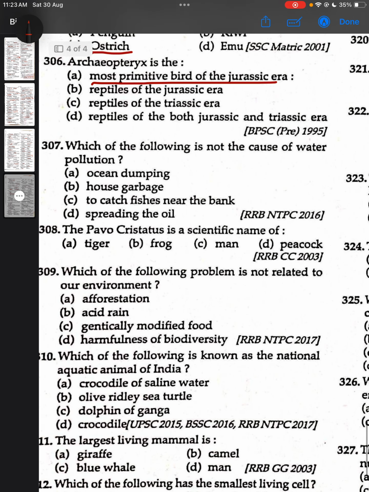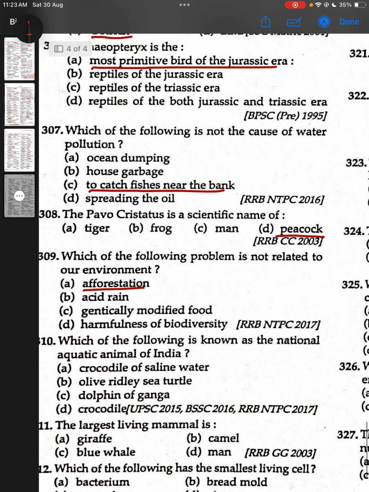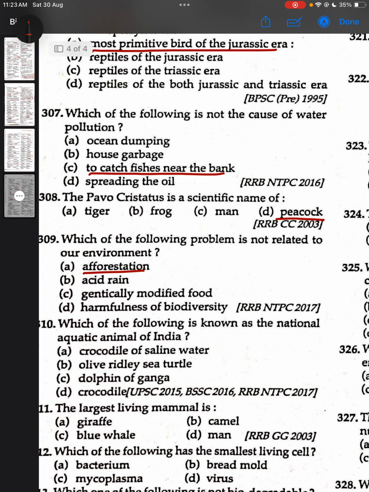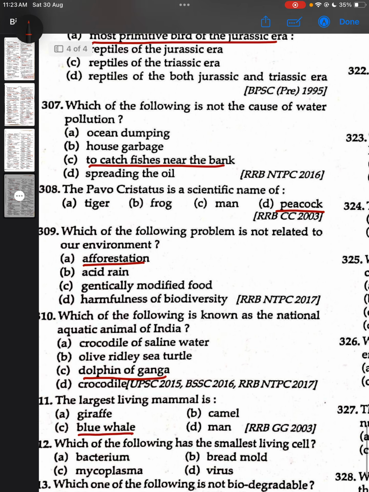Which of the following is not the cause of water pollution? To catch fishes near the bank. The Pavo cristatus is a scientific name of peacock. Which of the following problem is not related to our environment? Afforestation. Which of the following is known as the national aquatic animal of India? Dolphin of Ganga. The largest living mammal is blue whale.